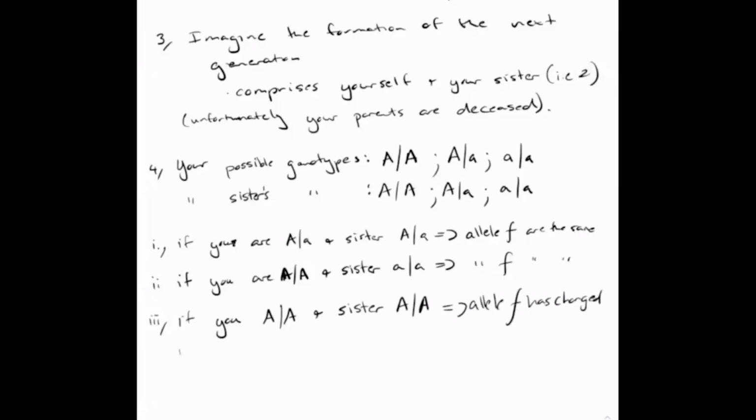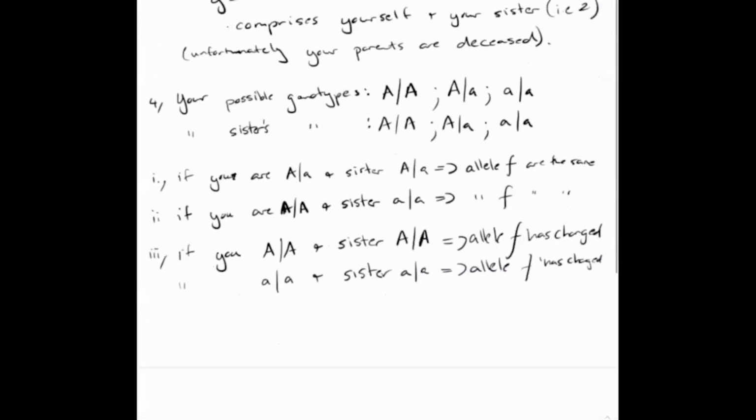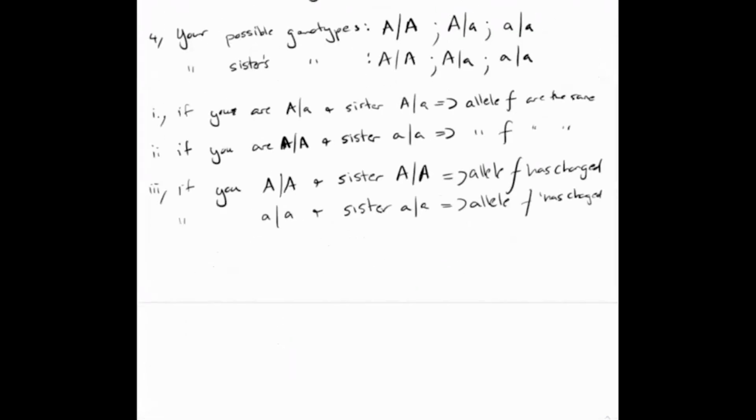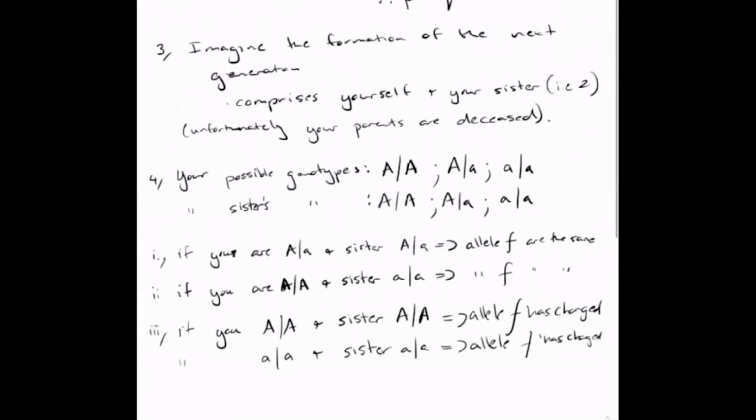Or similarly, if you are little a, and your sister is little a, then again, the allele frequency has changed in that one generation, okay? And this isn't because of anything magical. This is just sampling from the gene pool.